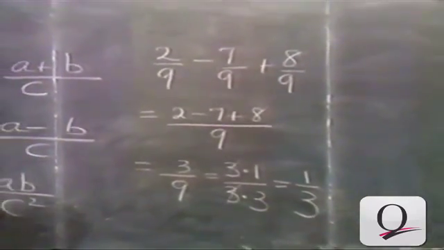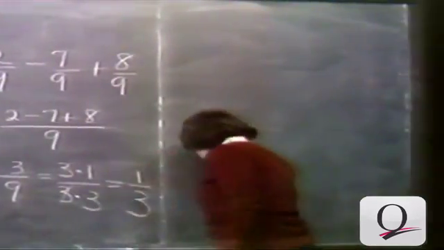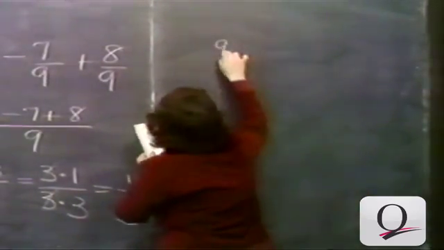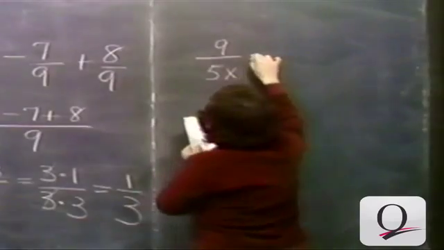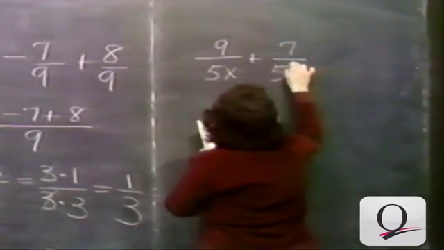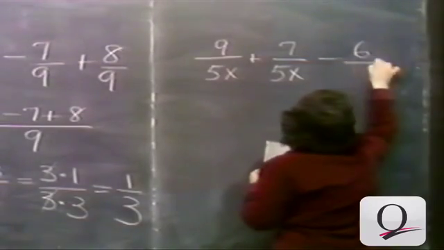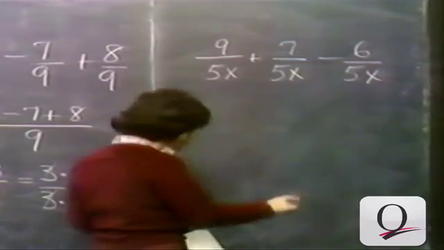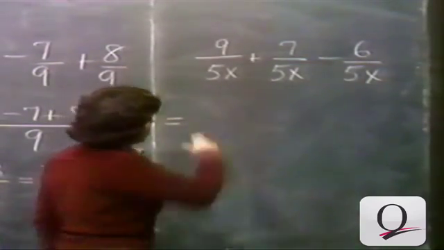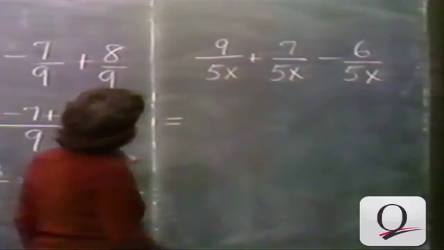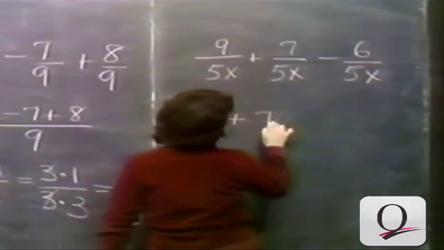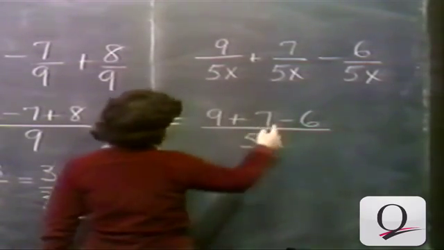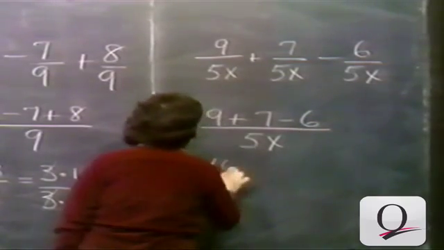Now that's fine for arithmetic fractions. Now what about fractions that involve variables? Algebraic fractions. Let's try a problem now. 9 over 5x plus 7 over 5x minus 6 over 5x. These are handled in the same way. They have the same denominator. As long as fractions have the same denominator, you can combine the numerators and put them over the same denominator. So here we would get 9 plus 7 minus 6 over 5x. 9 plus 7, that's 16 minus 6, that's 10 over 5x.